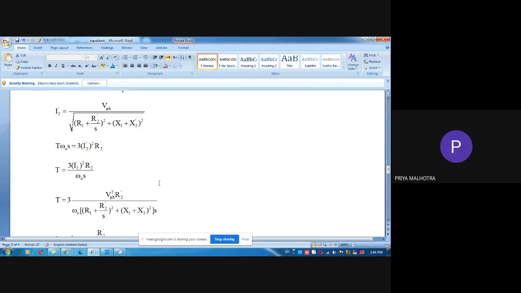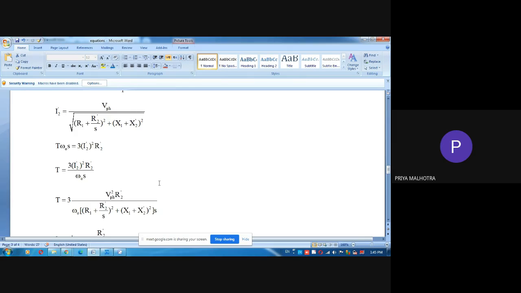Input voltage is variable. Input voltage means phase voltage, VPH. Yes, sure, that is a variable. Only VPH is the variable. Okay, and anybody else? Slip is also a variable. So VPH and slip. So S, slip, is also a variable.